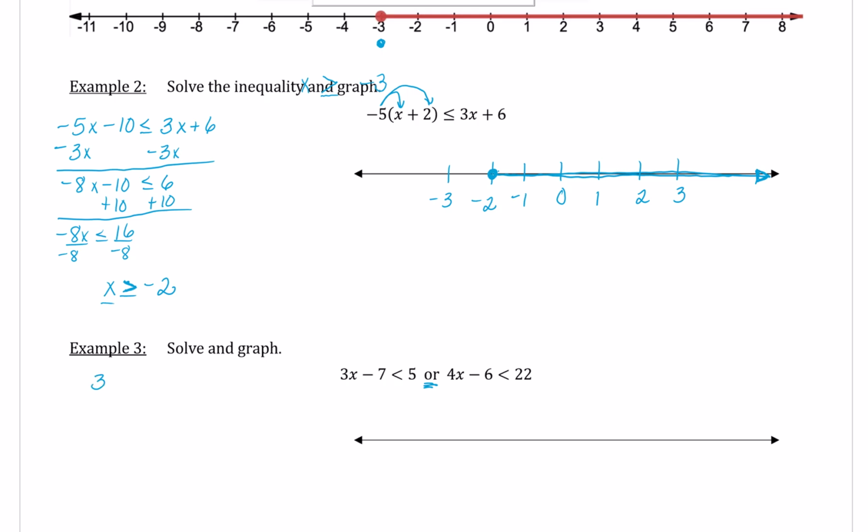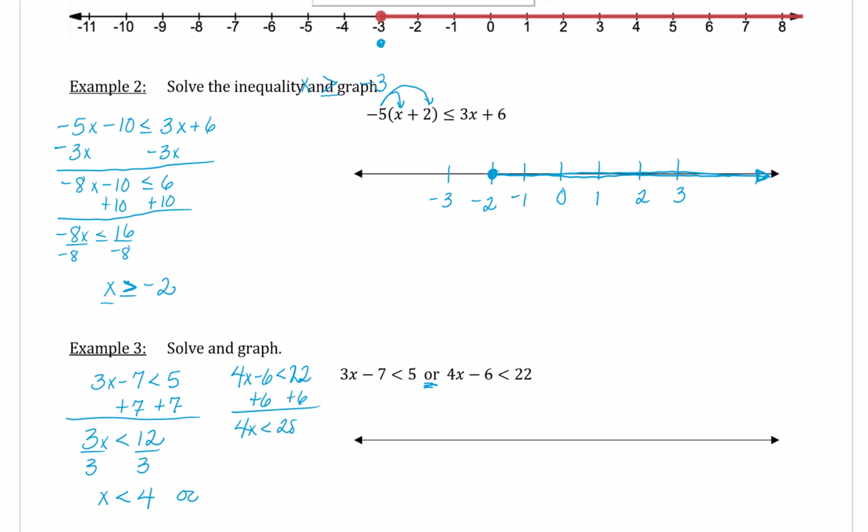So I have 3x minus 7 is less than 5. So we're going to treat these as their own separate inequalities. So I'm going to add 7. So I have 3x is less than 12. Divide by 3. X is less than 4. Or, and I'm going to do my other one, 4x minus 6 is less than 22. Add 6. 4x is less than 28. And divide by 4. And x is less than 7.